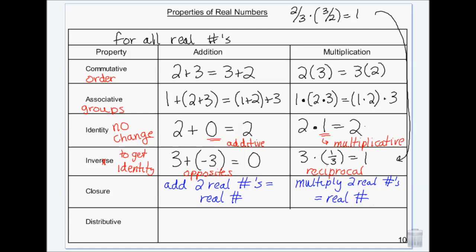And finally, distributive property. You guys have done this. I distribute the multiplication. Technically speaking, this is the distributive property of multiplication over addition. But we just call it the distributive property because we're lazy.